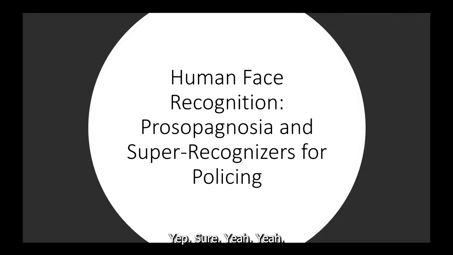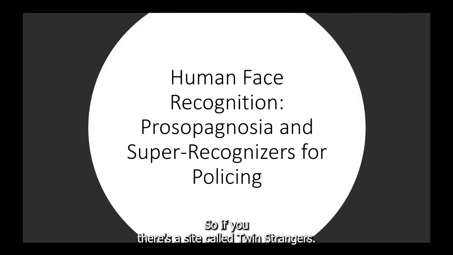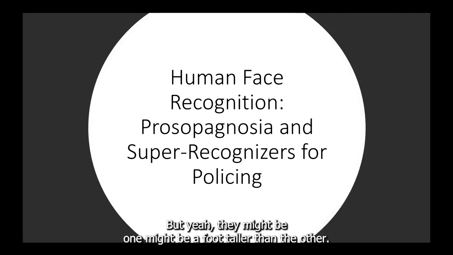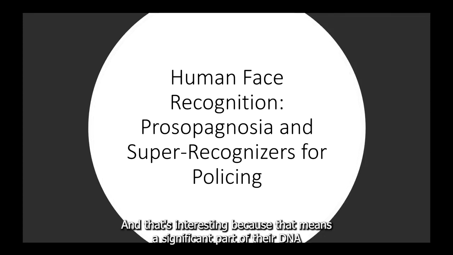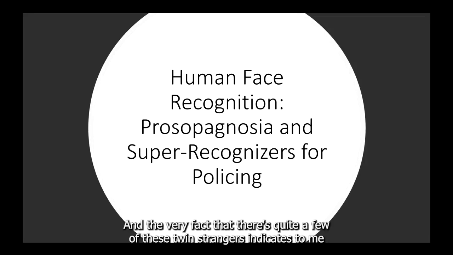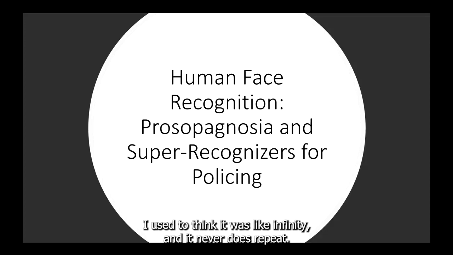Yep, sure. Yeah. People aren't that unique. I used to think there was a very large number of faces, but it turns out there's not that many faces around, and they do repeat. There's a site called Twin Strangers, and it's interesting. You've got two people who look absolutely identical, but they're not twins. They're totally unrelated to each other, but one might be a foot taller than the other, and that's interesting, because it means a significant part of their DNA that determines the face must have been the same in both cases. The very fact that there are quite a few of these twin strangers indicates to me that the number of possible faces is probably much less than I had thought. I used to think it was like infinity and it'd never repeat, but it does repeat.